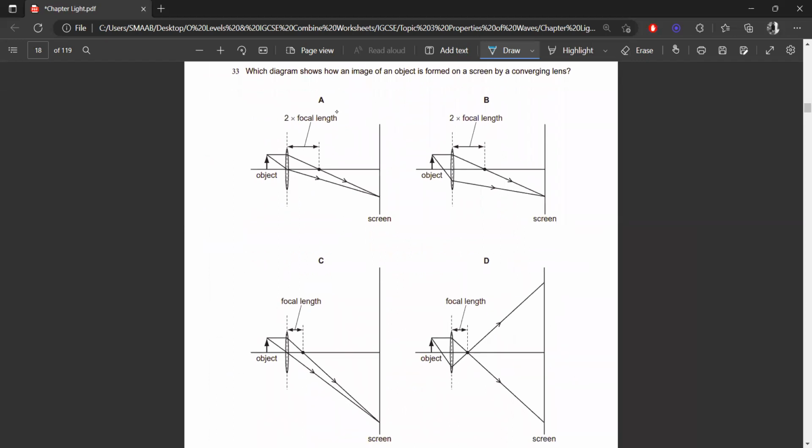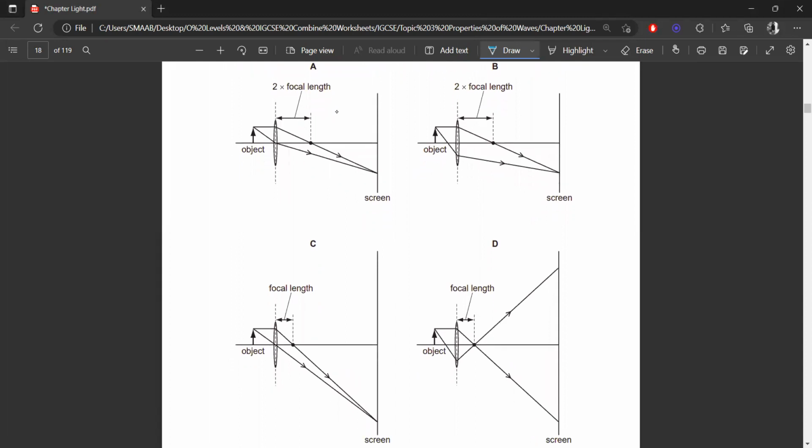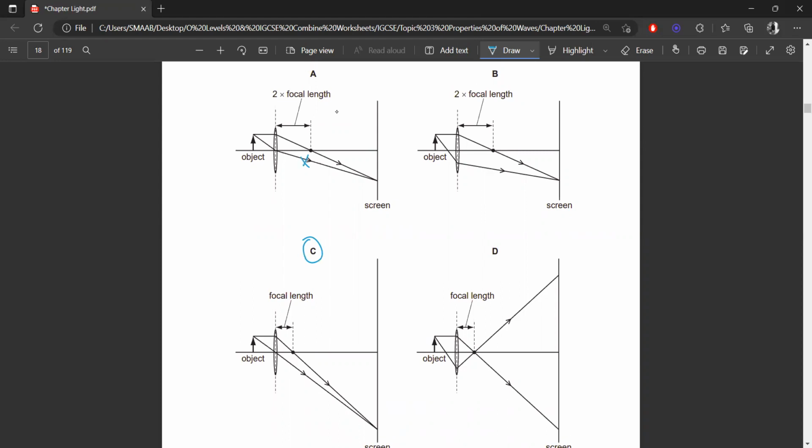Which ray diagram shows how an image of an object is formed on a screen by a converging lens? So again, you just need to find out the correct ray diagram. C is the right one because in option C, light rays are moving with the correct orientation of all rays. In A, this one is not correct. In B, this one is also not correct. And if we talk about D, this ray is not correct.